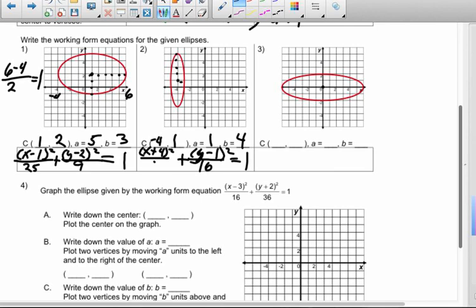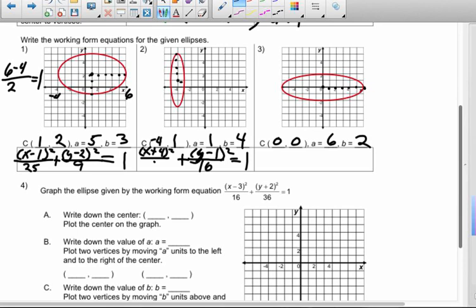And that is your equation. Okay, here my center is at 0, 0. A, I go 1, 2, 3, 4, 5, 6. And B, I go 2. Now, one thing you'll notice, well, let me finish this one up and then I'll point something out.